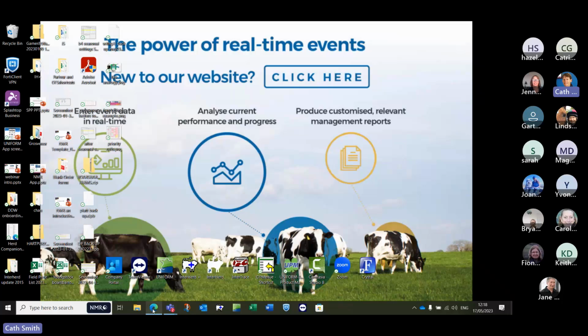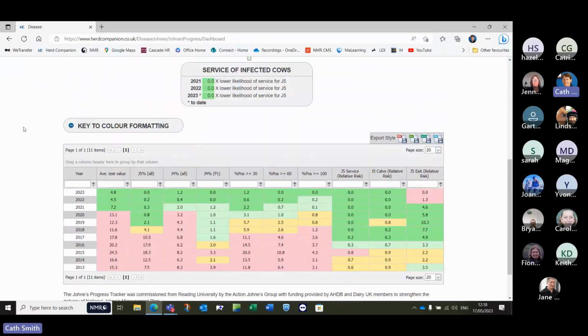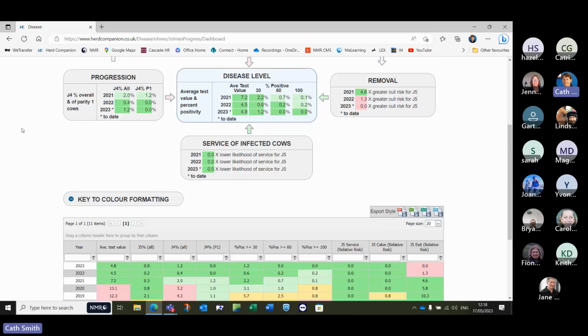So hopefully Herd Companion can assist you in interpreting what's going on for your herd compared to others as well, which is always of use to know, where do I sit compared to other people. It gives you a good pool of comparisons on that one. So those are the main points I wanted to say today. I did say I wouldn't be too long.